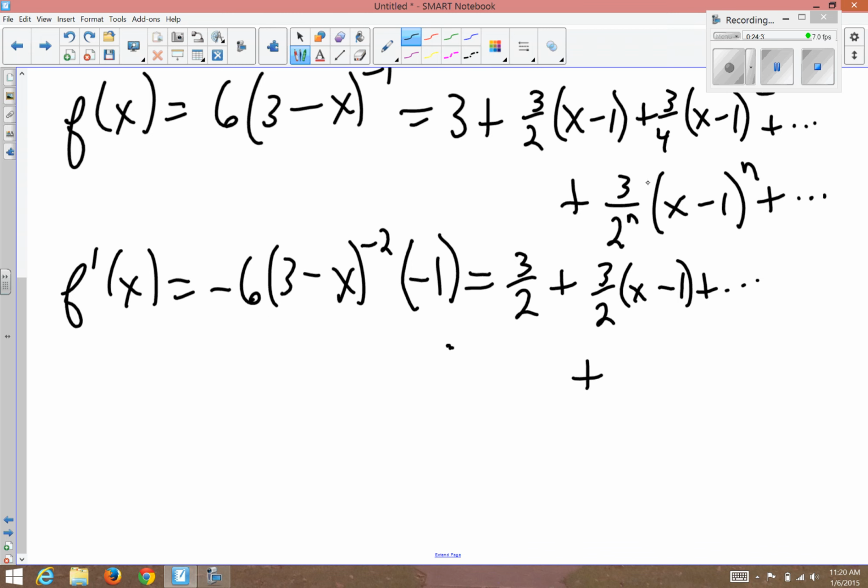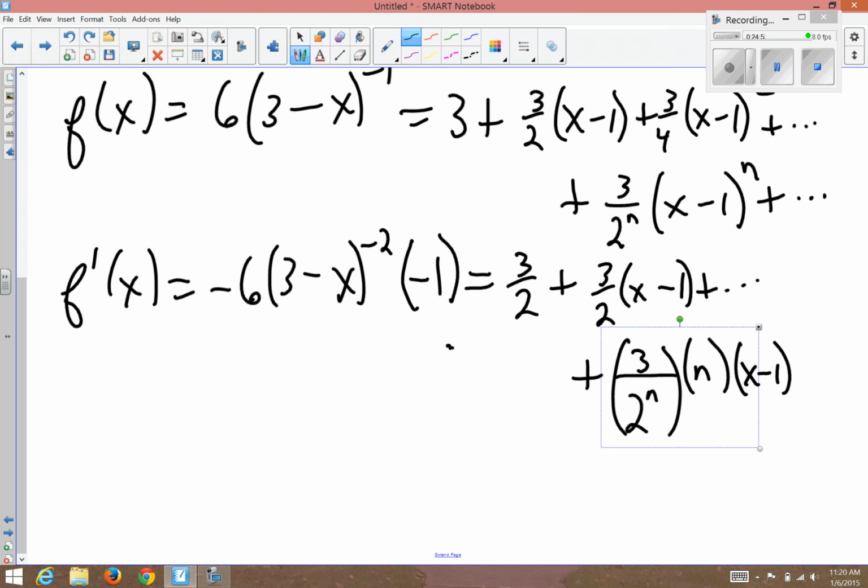plus the derivative of this general term, which is the exponent times this number. That would mean it's 3 over 2 to the n times n times (x minus 1) to the n minus 1, plus dot dot dot.